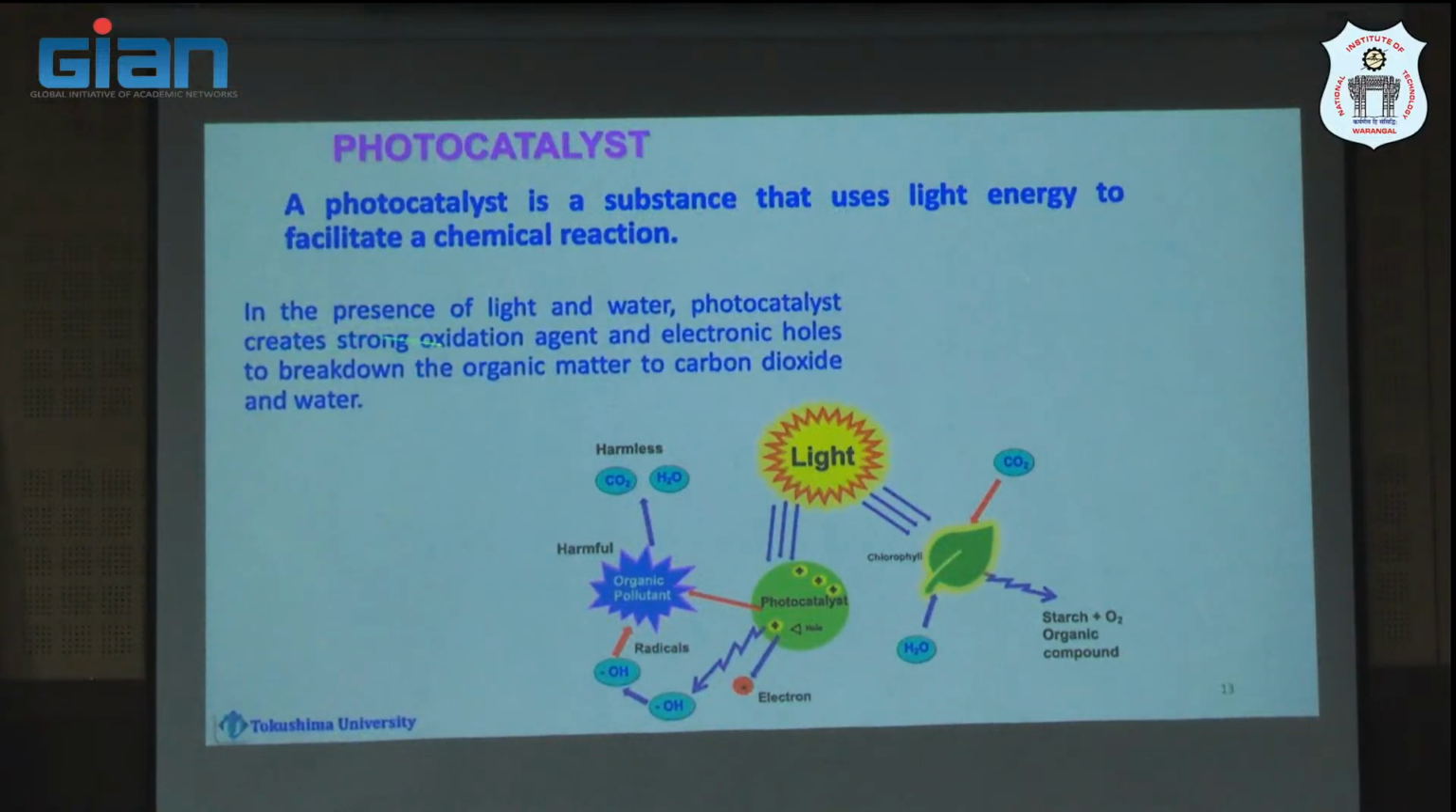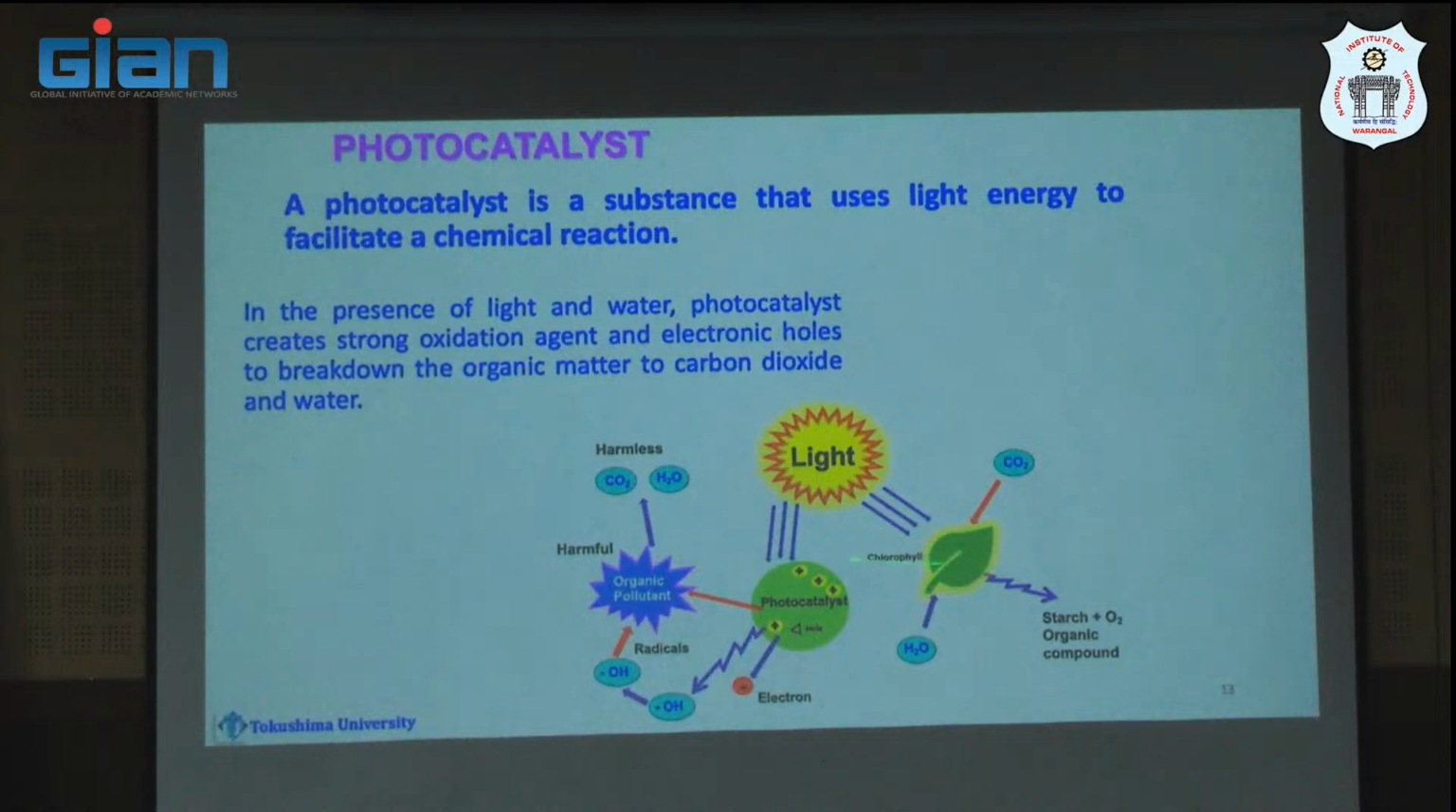Photocatalysis can be done in the presence of light and water. Why light? We need photons. Why water? Because we are dealing with water; we want to clean the water. So the photocatalyst can create a strong oxidation agent and electronic holes to break down the organic matter into carbon dioxide and water.